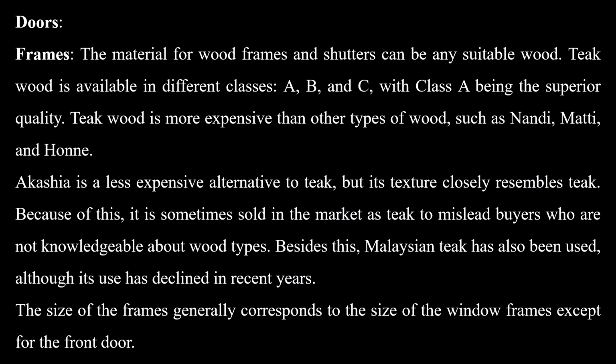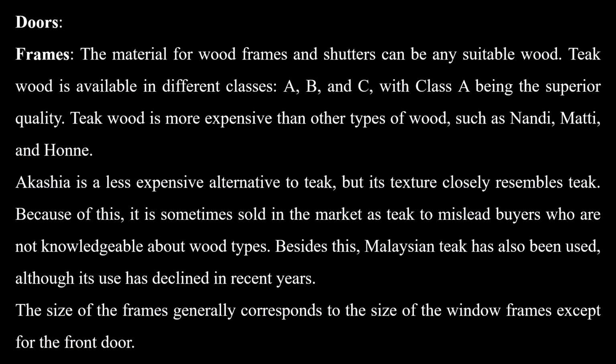Doors, frames. The material for wood frames and shutters can be any suitable wood, like teak wood is available in different classes A, B, C, with class A being the superior quality. Teak wood is more expensive than other type of wood such as Nandi, Matti and Vani. Acacia is a less expensive alternative to teak wood, but its texture closely resembles teak. Because of this, it is sometimes sold in the market as teak to mislead buyers who are not knowledgeable about wood types. Besides, this Malaysian teak has also been used, although its use has declined in recent years.